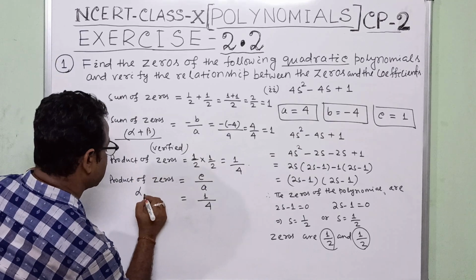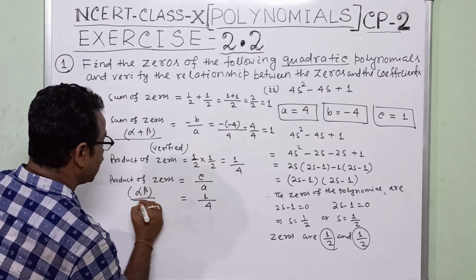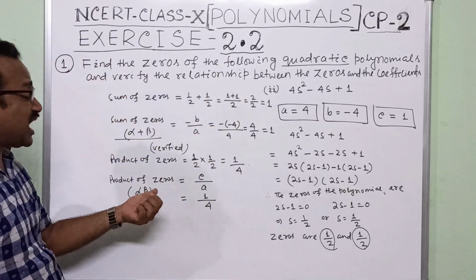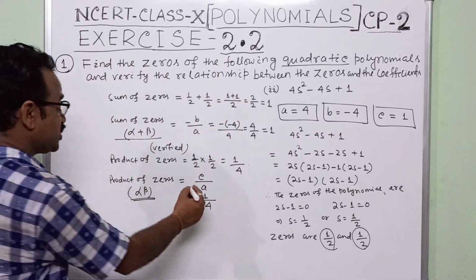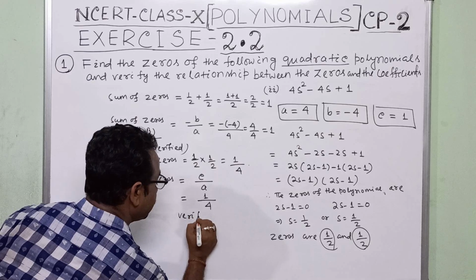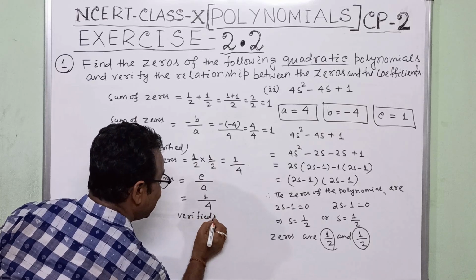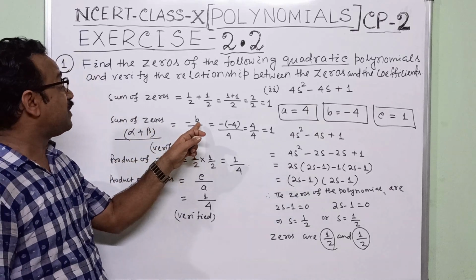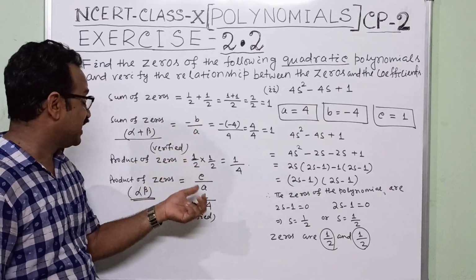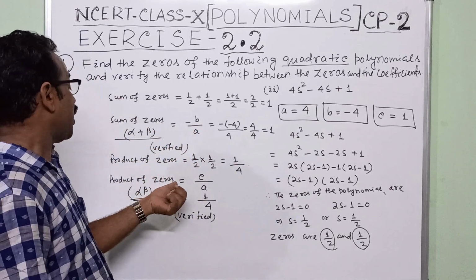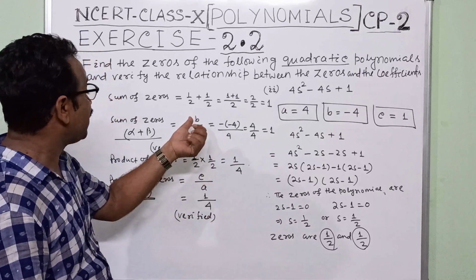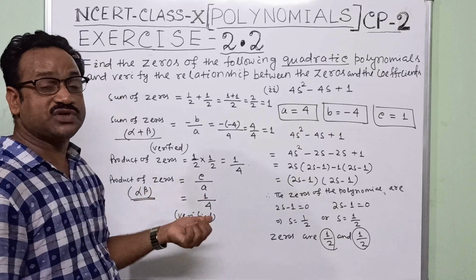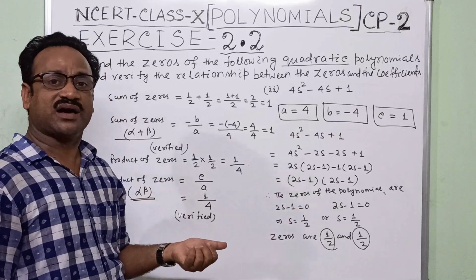Product of zeros, we also write alpha beta in general form. If alpha and beta are two zeros of the polynomial, we write alpha beta and alpha plus beta. So this verified that formula: sum of zeros can be obtained by using minus b by a, and product of zeros can be obtained by using c by a, where a is the coefficient of x square, b is the coefficient of x, and c is the constant term.